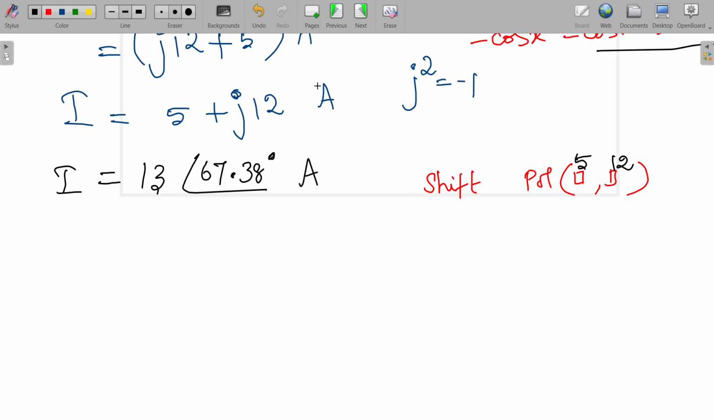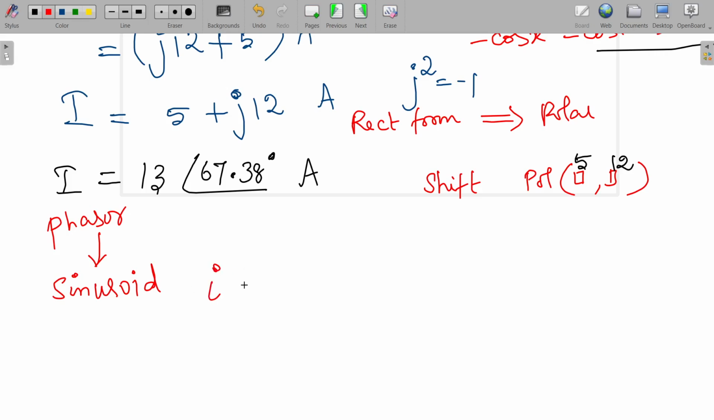So this one is available in rectangular form, and we convert it into polar form using the calculator by pressing these keys. Okay, so you got it now. Once you have the phasor in polar form, we can easily convert it into a sinusoid, right? So it can be written as small i equal to 13, this 13 is your R, so 13 cos of omega t plus 67.38 degrees in amperes. So this is your answer. Okay, thank you, hope you have understood.